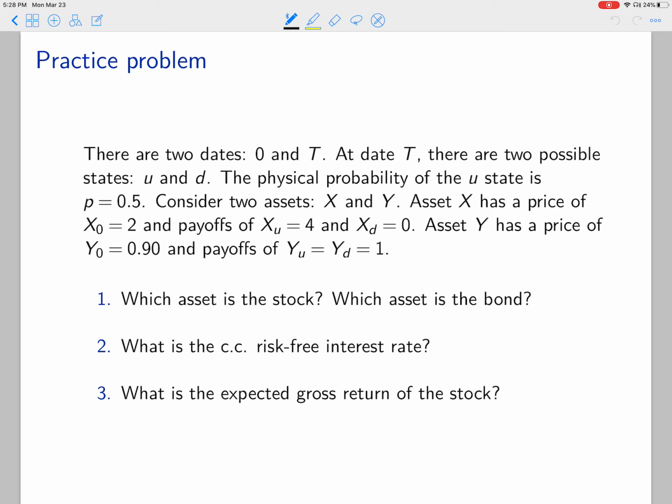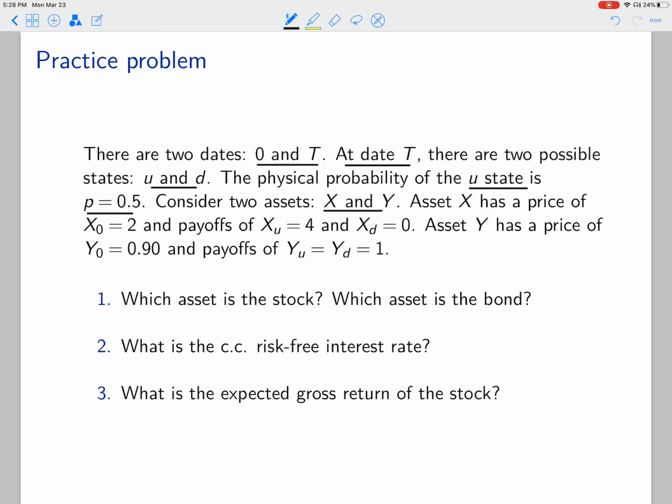All right. So this problem, like I said, is going to help us learn the mechanics of the binomial model. I'll read the problem statement and we'll work through it. So we're in a binomial world. There are two dates, 0 and capital T. And at date T, there are two possible states, U and D. The physical probability of state U occurring in the future is P equal to 0.5.